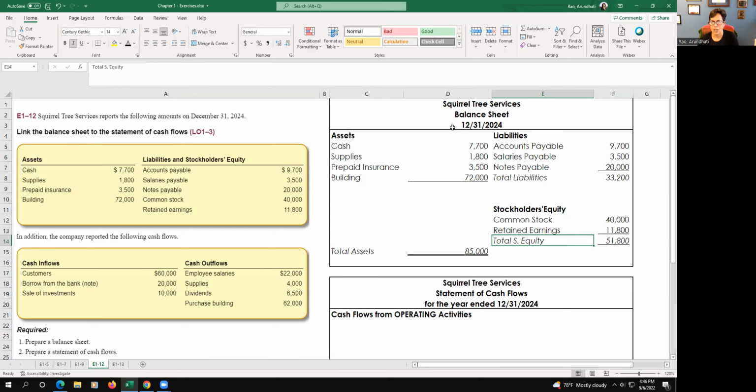Now, the balance sheet equation is total assets equals total liability and stockholders' equity. So let me add up my total liability and stockholders' equity over here. And that's this 33,200 and 51,800. And what you will see is it has to be equal to total assets. If it's not, my accounting equation is not in balance. I made a mistake somewhere. I need to go back and check where the mistake came from.